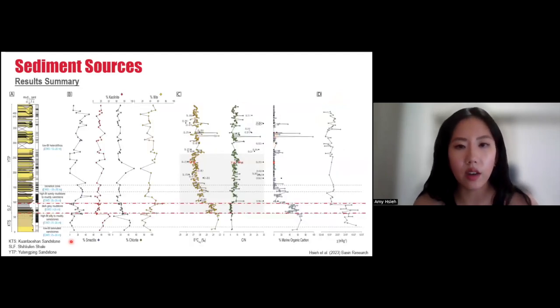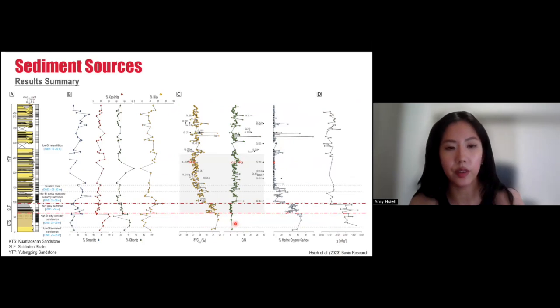So looking at all of the data that I've collected for clay mineralogy, carbon-nitrogen geochemistry, and magnetic susceptibility through my outcrop, all the indicators show that two major shifts occurred in the Guizhou Formation. First near the Guandaoshan Sandstone and Silofin Shale boundary, and then near the Silofin Shale and Yutongping Sandstone boundary. I'll come back to this figure over the next few slides.